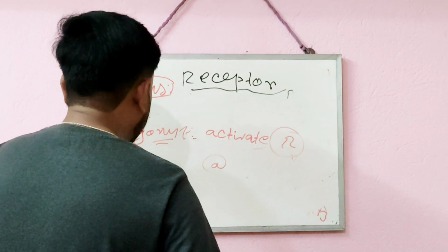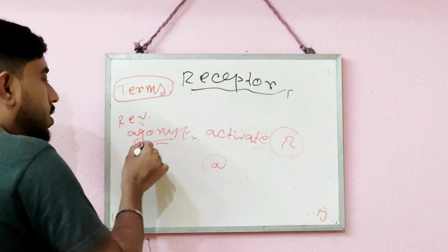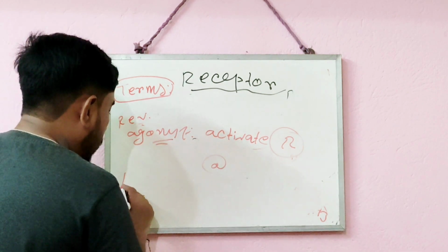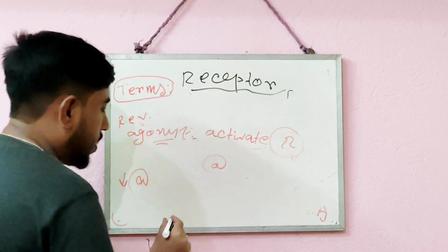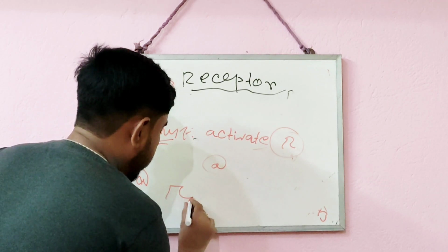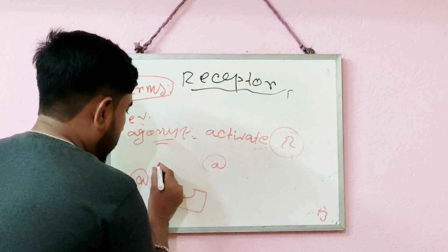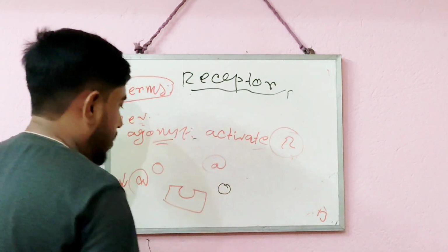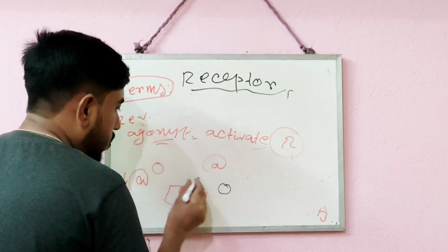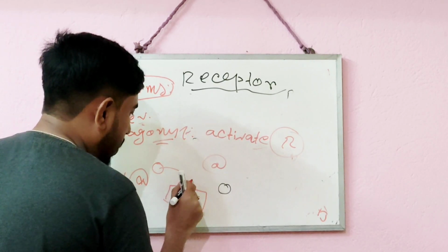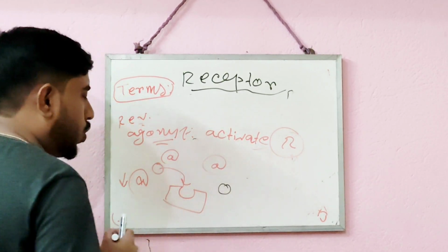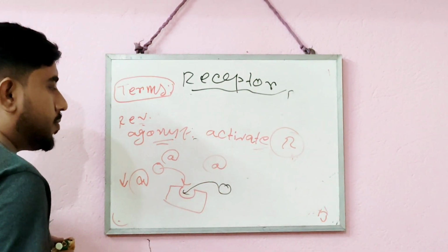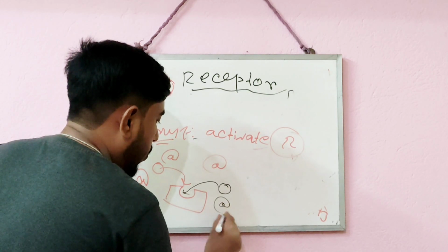Reverse means opposite. So what it will do? Like agonist, reverse agonist also activates the receptor, but it will show opposite action. Just suppose that is one specific site. Just remember that one is agonist. That one is reverse agonist. If that agonist binds with that receptor, then what type of action is it going to show? If that reverse agonist is binding with that receptor, it is going to show opposite action.